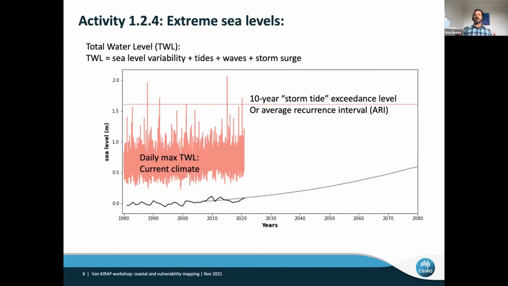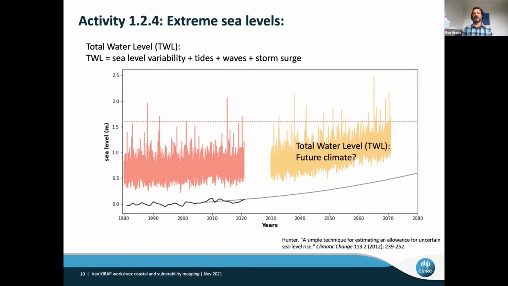What that really means is that's the 1 in 10-year probability that particular level will be exceeded. So you see in this case, we've got our daily maximum water levels for 40 years, and the storm surges that you can see in the peaks there cross that line 4 times. So on average, once every 10 years. Of course, that doesn't mean it's going to happen every single 10 years. You might get 2 in a 10-year period, and then none for the next.